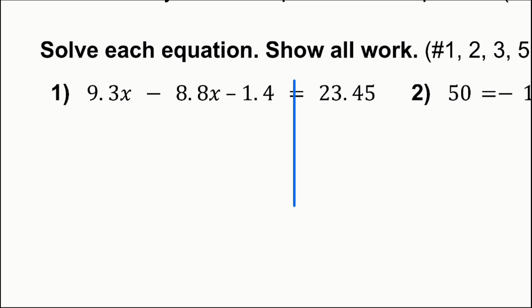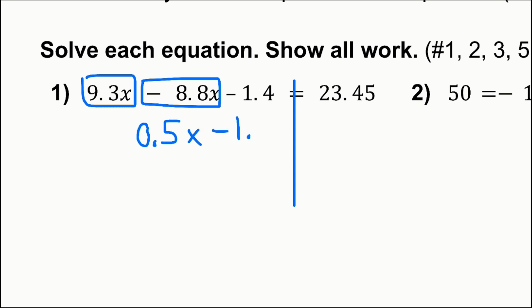But what we're going to do first is combine like terms. So the like terms in this first problem are the 9.3x and the 8.8. 9.3 minus 8.8 gets me 0.5x minus the 1.4 equals the 23.45. Okay. From there, we have our variables on one side.